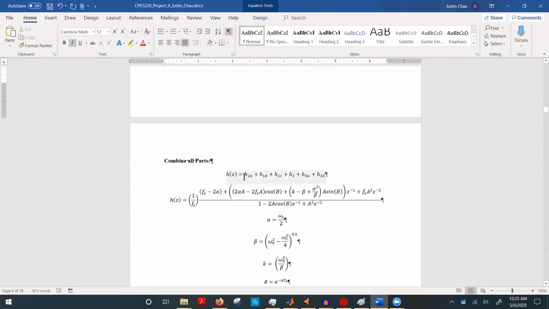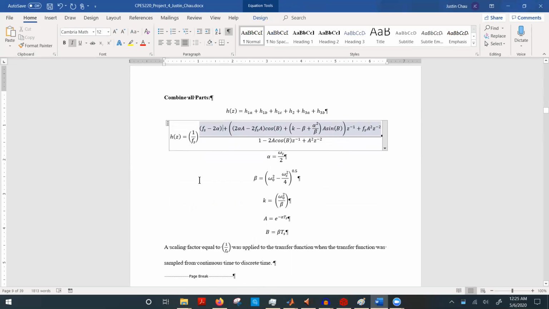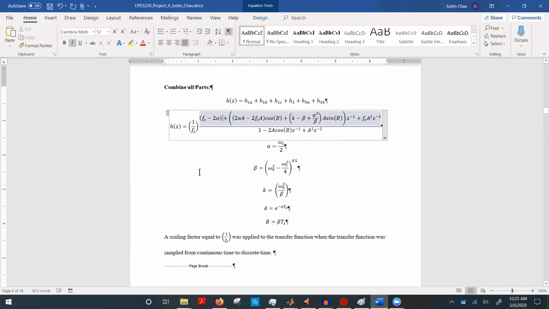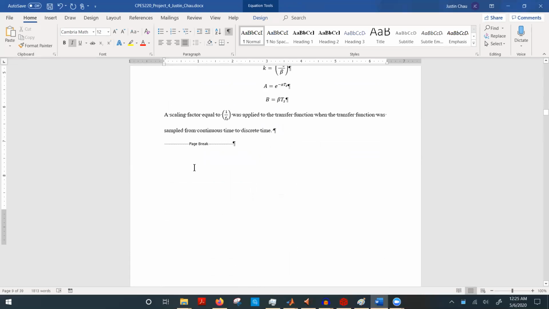Now from here, I just have to combine all the parts together. So I combined all the parts together and did a bunch of algebra to rearrange everything. That way, I had everything. See, this is like z to the 0, and then everything in here is z to the -1. This is z to the -2, and so this is z to the 0 and z to the -1. I have it in descending order to make it easier to derive the coefficients for my IIR filter. And so then I also add the scaling factor based on the sampling frequency of the transfer function.